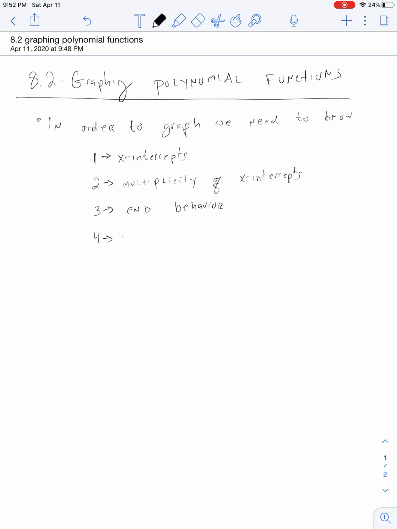All right, and then I think the fourth and last thing should be the y-intercept. So if we know these four things, we should be able to graph our polynomials. So let's take a look at an example.